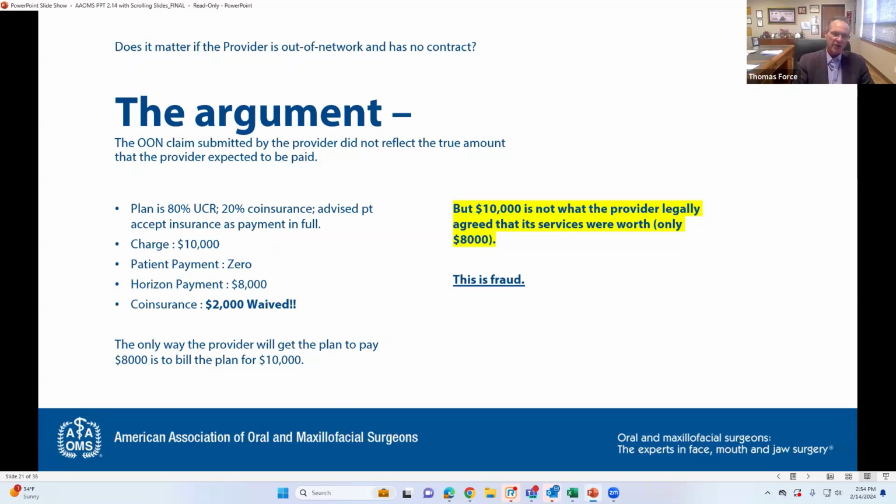So Horizon in this scenario pays $8,000 based on a charge of $10,000. But Horizon later on, after doing an investigation, determines that the true charge was not $10,000. It was really $8,000. So if the ambulatory surgery center billed $8,000 and put in the remarks on the claim form that they waived the $2,000 coinsurance, they'd probably be better off doing that. I'm not saying they would skate on liability, but they wouldn't be looking at an insurance fraud allegation. All right. So in the eyes of Horizon, and the court agreed, this is insurance fraud.